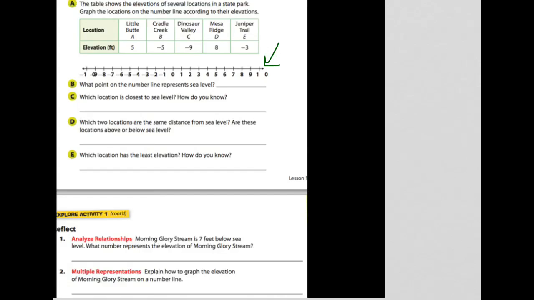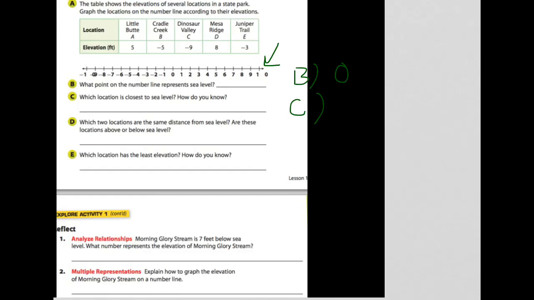So we have 5 different locations and 5 different elevations. What point on the number line represents sea level? So sea level is where your integer is 0. So what point on the number line represents sea level? I'm going to go ahead and put B, and I'm going to put 0. Next question, letter C.